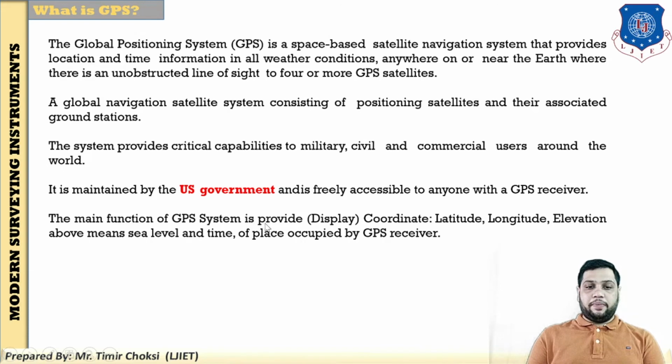The main function of the GPS system in a survey is to display coordinates like latitude, longitude and elevation above mean sea level, and the time, at the place occupied by the GPS receiver. So the general outputs of GPS are latitude, longitude and elevation. This is used in a survey because you have to find the location above the mean sea level. So latitude, longitude and elevation are found. This is the most important instrument to use in a survey.